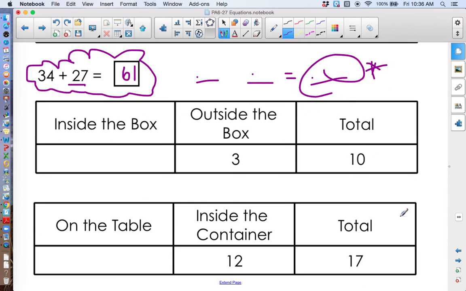Okay. Here we have a total of 10. So here's our equal sign. We have 3 outside of the box. What do we have to have inside of the box to give us 10? Here we have a total of 17. We have 12 inside of the container. What do we have on the table to give us 17?